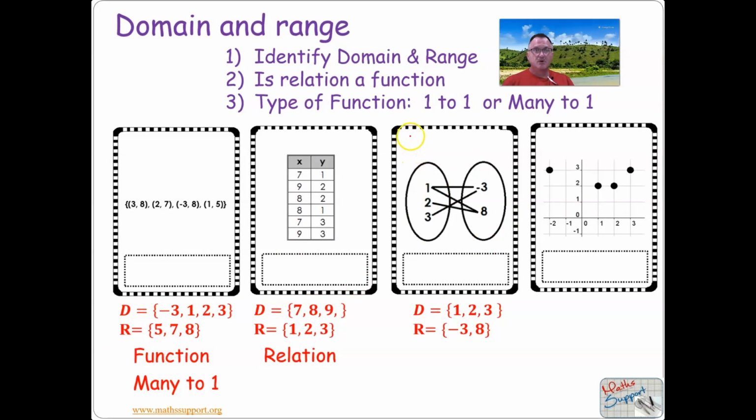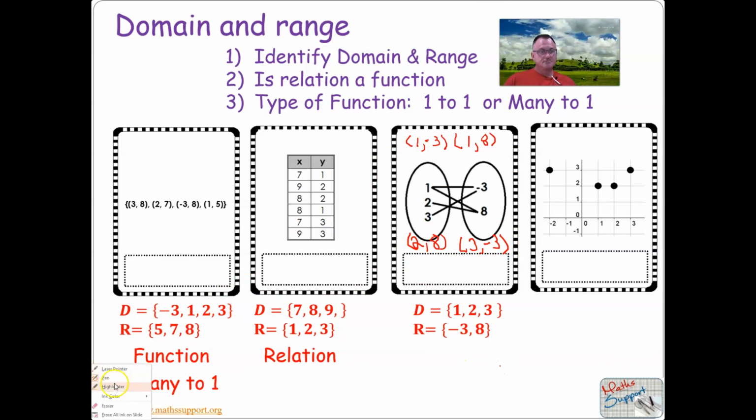If we were doing the ordered pairs, this would be 1, -3, 1, 8, 2, 8, and 3, -3. So you can see we've got x coordinates that are repeating. This is not a function. That would be a relation.